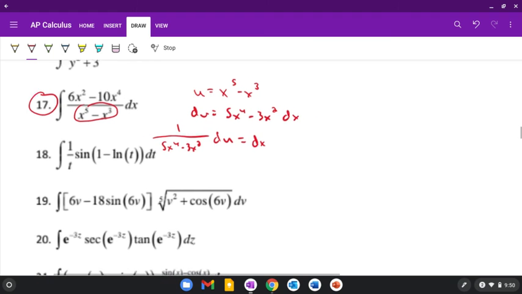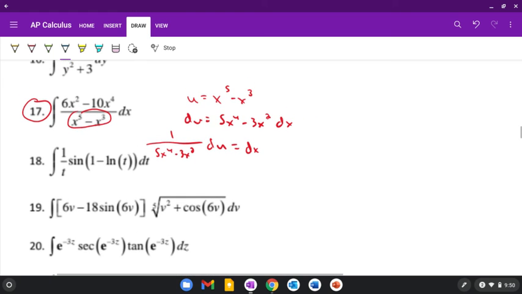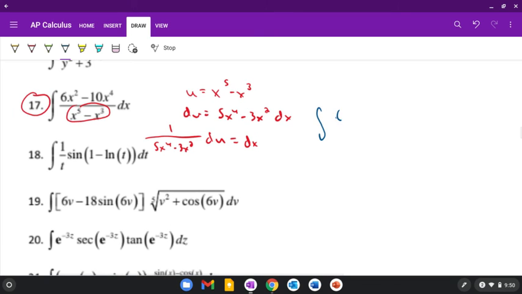We go ahead and make our substitution then. The integral of, now we got all of this stuff on, let's see here, 6x squared minus 10x to the 4th. And actually, we can kind of ignore this. We're just going to put it over u. And you might want to even write this a little bit differently.